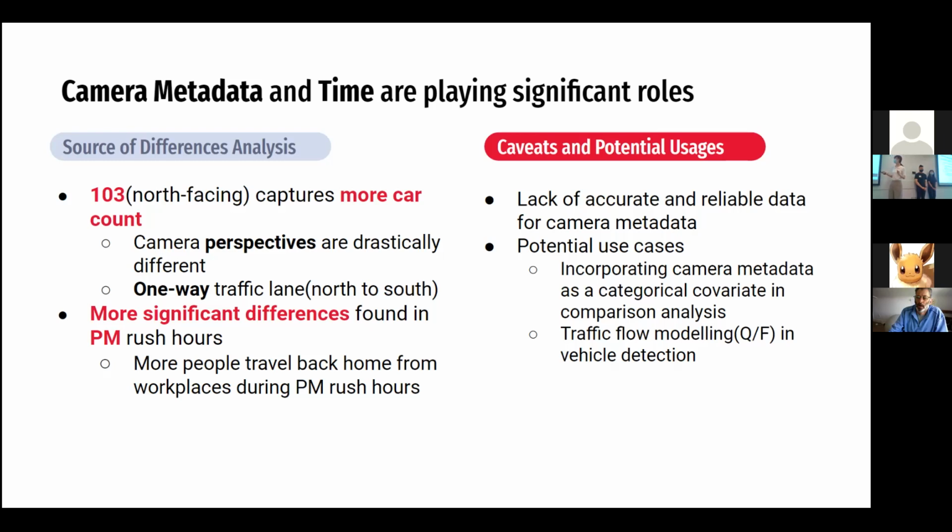We also have some caveats while we worked on the analysis. We're lacking accurate and reliable data for camera metadata. If we had this data, we could potentially incorporate it as a categorical covariate in our comparison analysis. It would also help with the traffic flow modeling in the vehicle detection stage.